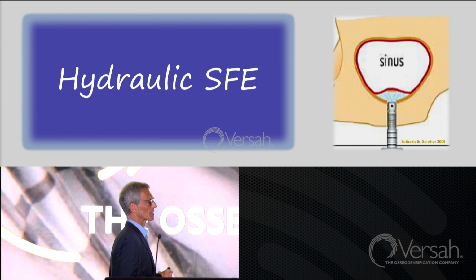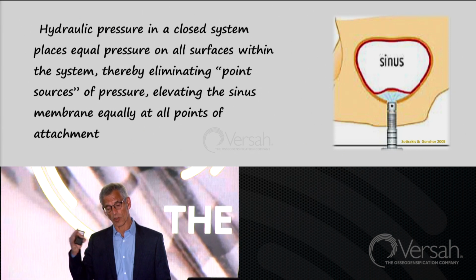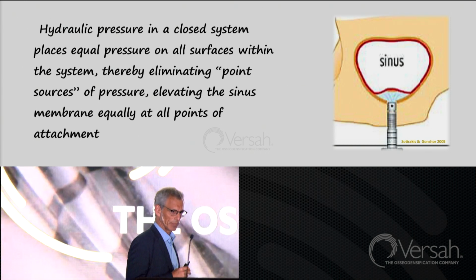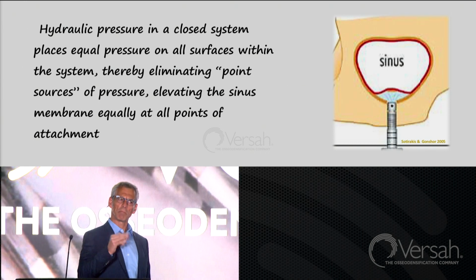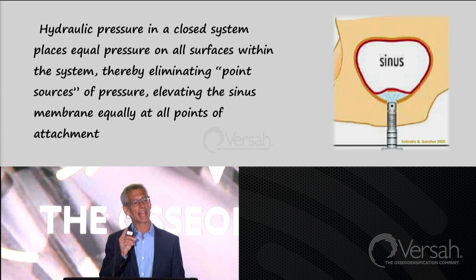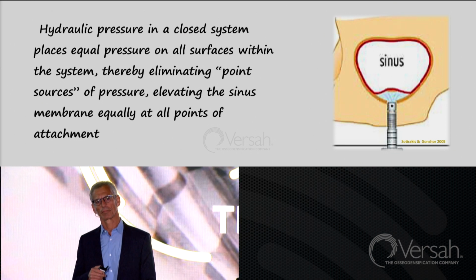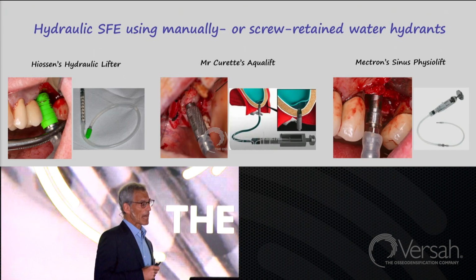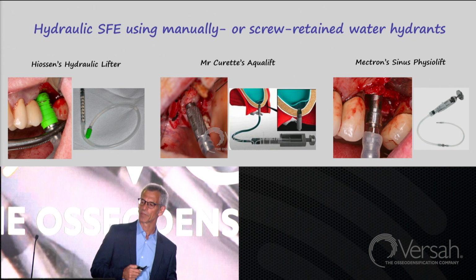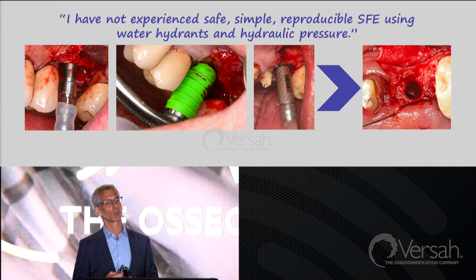First, hydraulic sinus floor elevation. Now, this sounds like it would be the answer because it places equal pressure at all surfaces within the system, eliminating point sources of pressure. There's a problem. The sinus membrane might not be attached equally at all points of attachment, and it may elevate following the path of least resistance. And I've performed hydraulic sinus floor elevation using manually retained or screw-retained water hydrants. And I will tell you, I have not experienced safe, simple, reproducible elevation with these water hydrants.